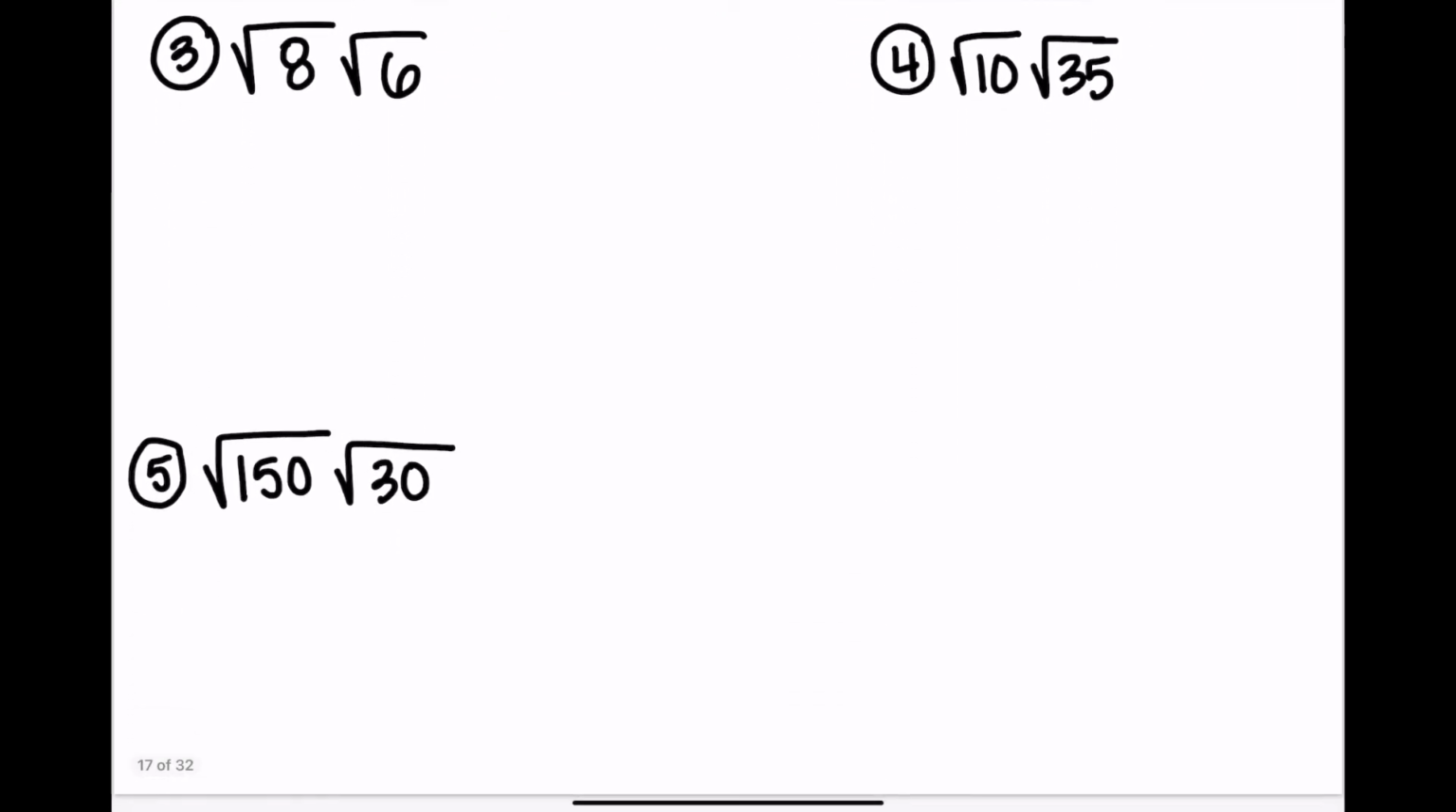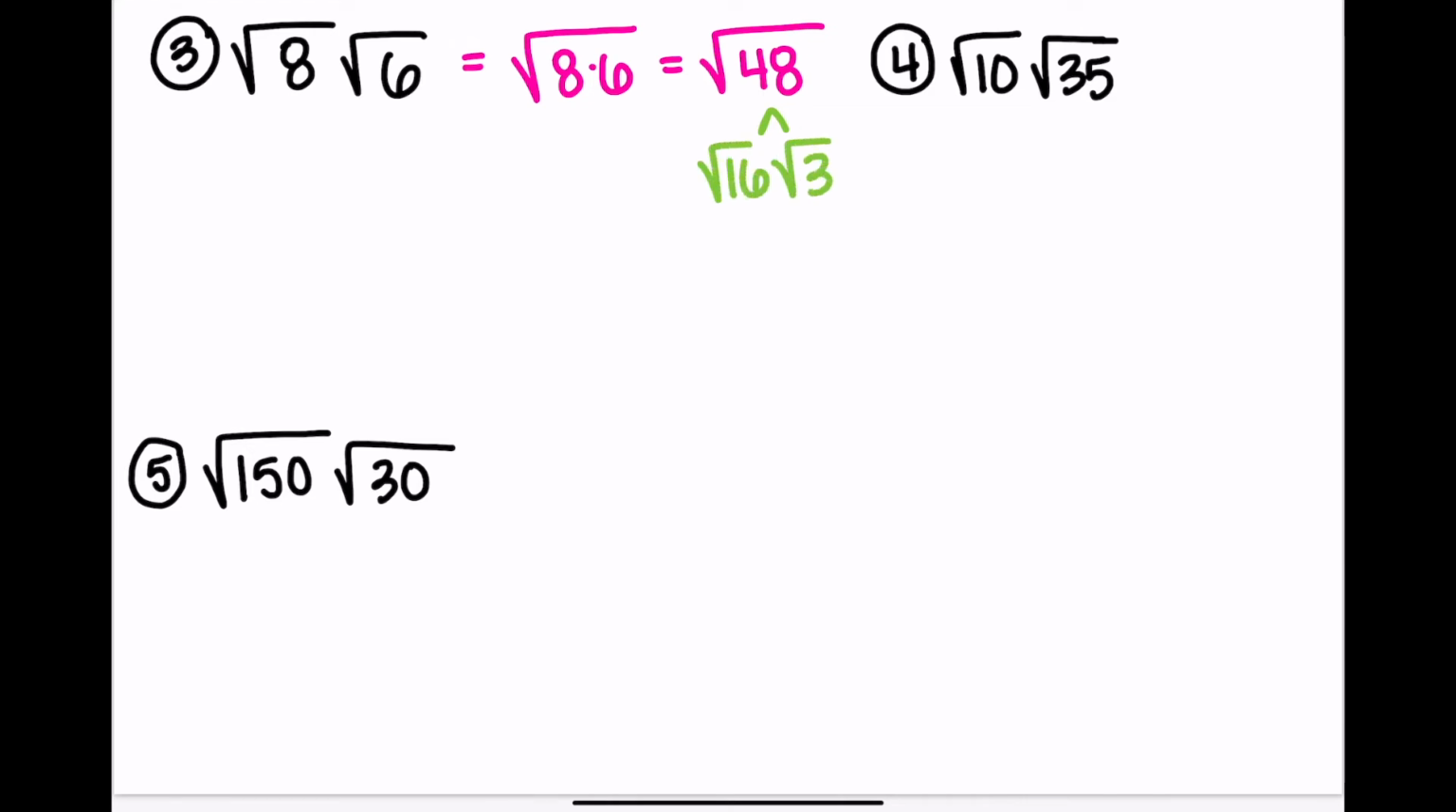All right, let's try some more. The square root of 8 times the square root of 6. You could multiply them straight across and get the square root of whatever 8 times 6 is, and that's 48. And then you can simplify and see what's the biggest perfect square that goes into 48. That would be 16. So the square root of 16, and then 16 times 3 is what gives us 48. So that would be 4 square root of 3.